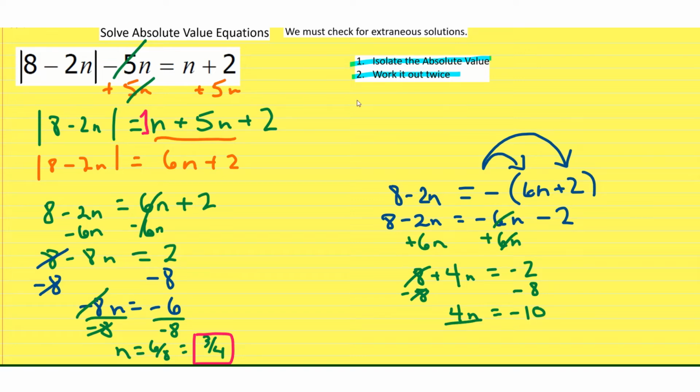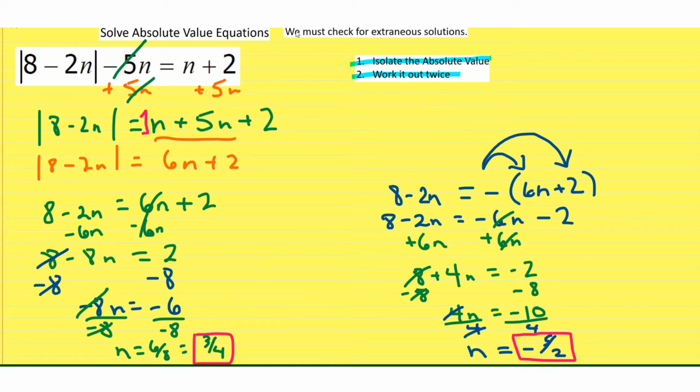Then I can divide out my 4 on both sides. And when I do that, these cancel out and I end up with n is equal to a negative, and I'm going to reduce it, 10/4 reduces to 5/2. So potentially that is a second solution for my equation.